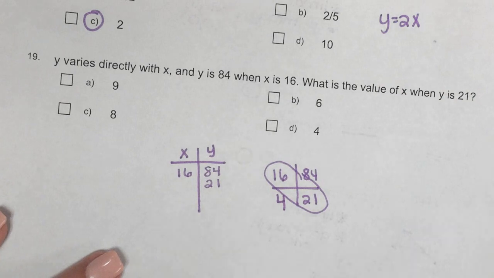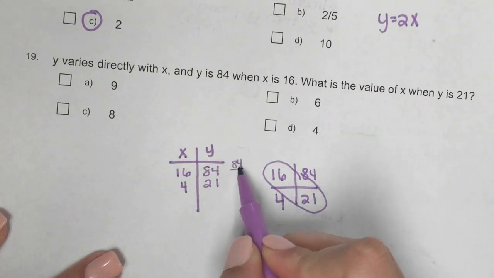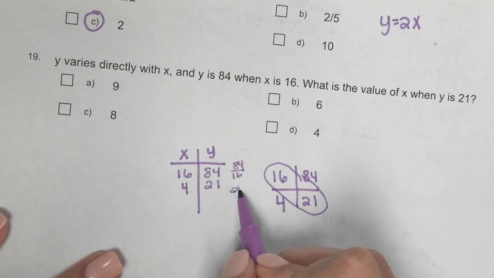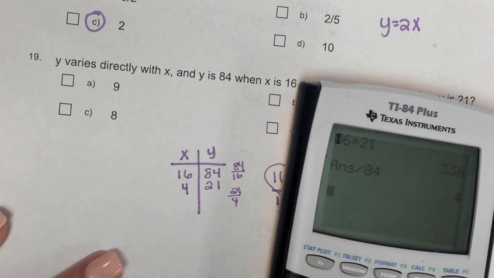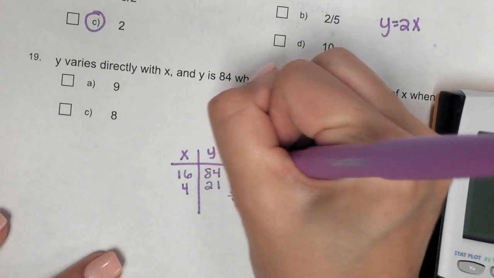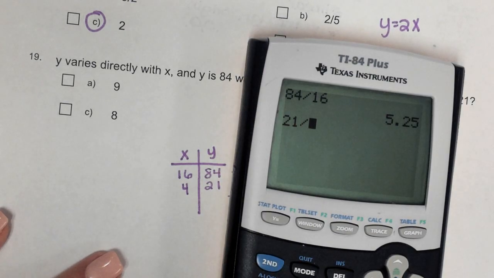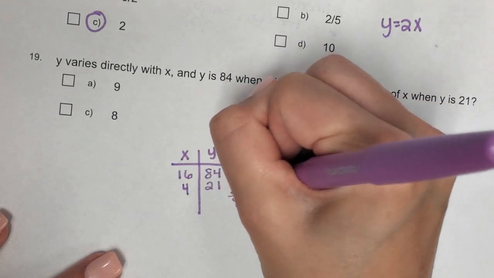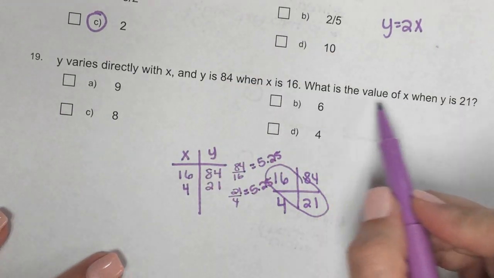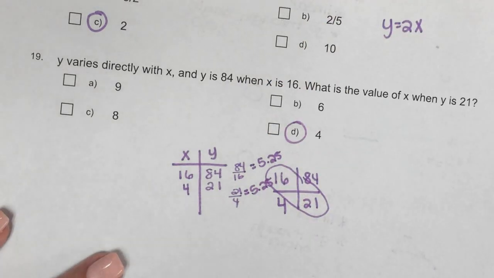And let's just make sure that that works. So if this value is 4, so your K value, 84 divided by 16, and 21 divided by 4, those should both give us the same number. 84 divided by 16 is 5.25. 21 divided by 4 is 5.25. So what is the value of x when y is 21? 4.